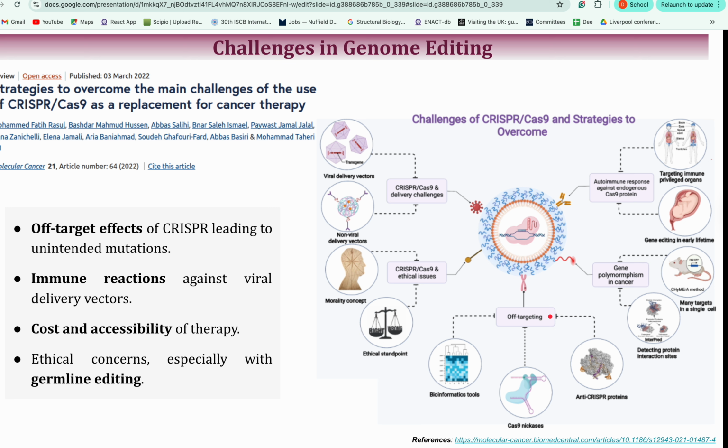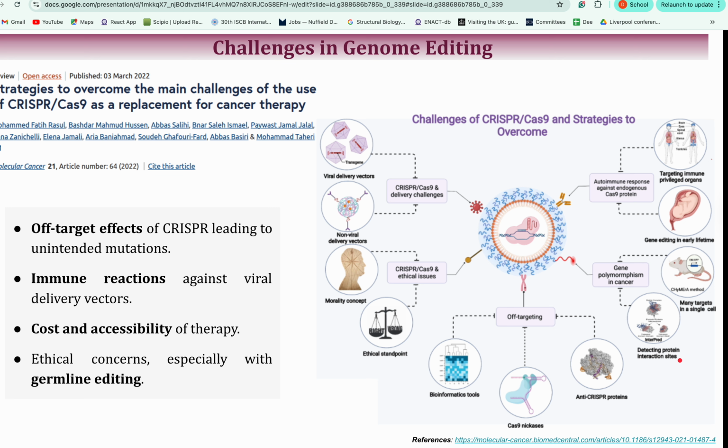Then there are chances of off-targeting. So different bioinformatic tools, CRISPR-Cas9 nickases, and anti-CRISPR proteins can be used, as they will inhibit the off-targeting. Then gene polymorphism in cancer.